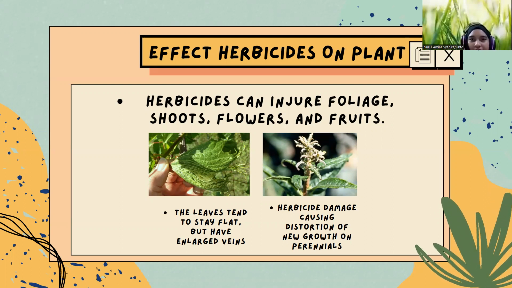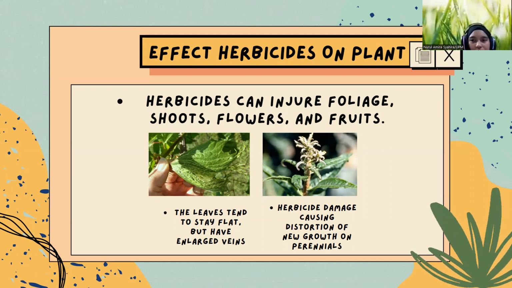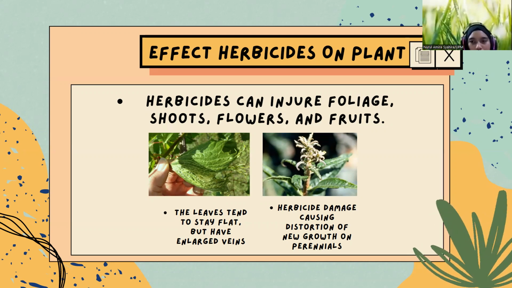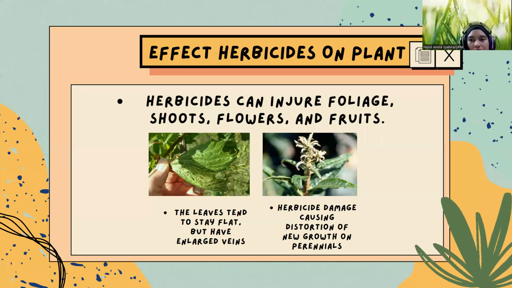So I will continue about the effect of herbicides on plants. First, herbicides can injure foliage, shoots, flowers, and fruits. If injury is severe enough, either from one incident or repeated exposure, it may reduce yield, reduce fruit quality, destroy ornamental value of the sweet plant, and occasionally cause plant death.